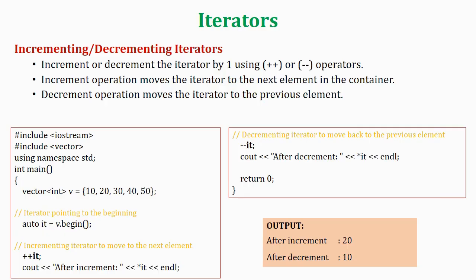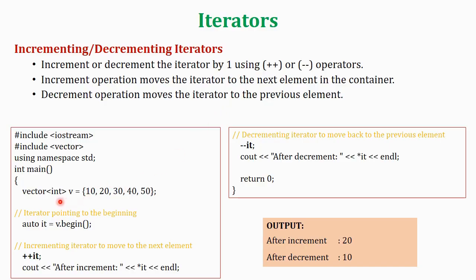Next one is incrementing and decrementing iterators. Increment or decrement an iterator by 1 using the plus plus or minus minus operator. The increment operation moves the iterator to the next element in the container. The decrement operation moves the iterator to the previous element. So increment means it will move to the next element in the container. Decrement operation, the pointer is moved to the previous element.